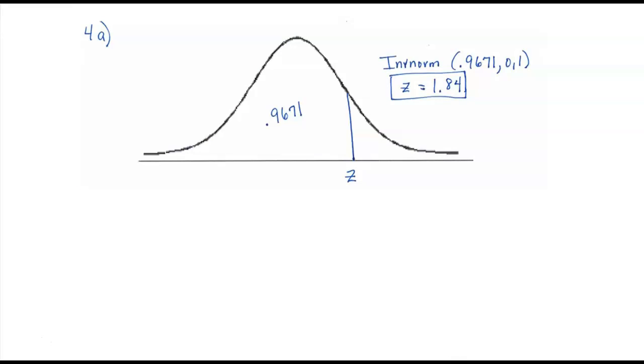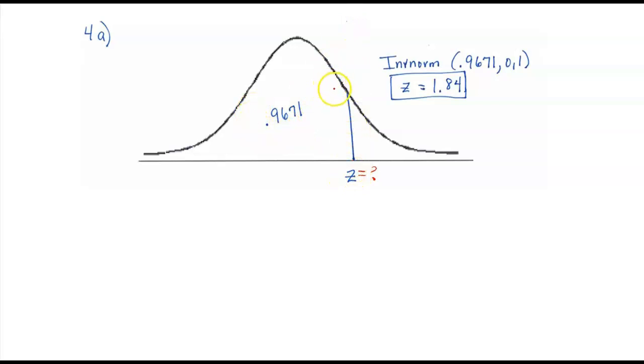Okay, so the first one here, you're given a graph of the normal distribution, and we have this value labeled for us. We're asked to find what the z-score is. So we need the z-score that cuts our graph in such a way that 0.9671 is the area to the left of that. It's also the probability associated with this z-score here.